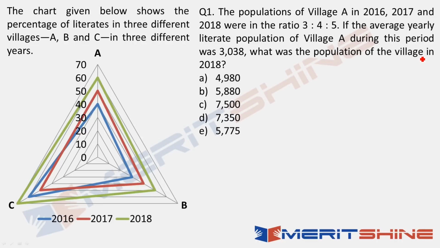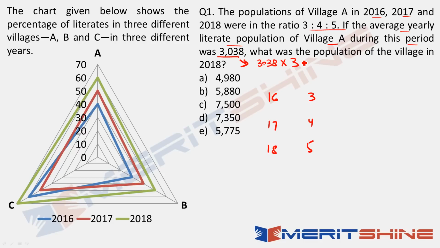Let's discuss this one. It says the populations of village A in 16, 17 and 18 were in the ratio 3:4:5. The average yearly literate population of village A during this period was 3038, so the sum of the literate population over the 3 years would be 3038 into 3. What was the population of the village in 2018?